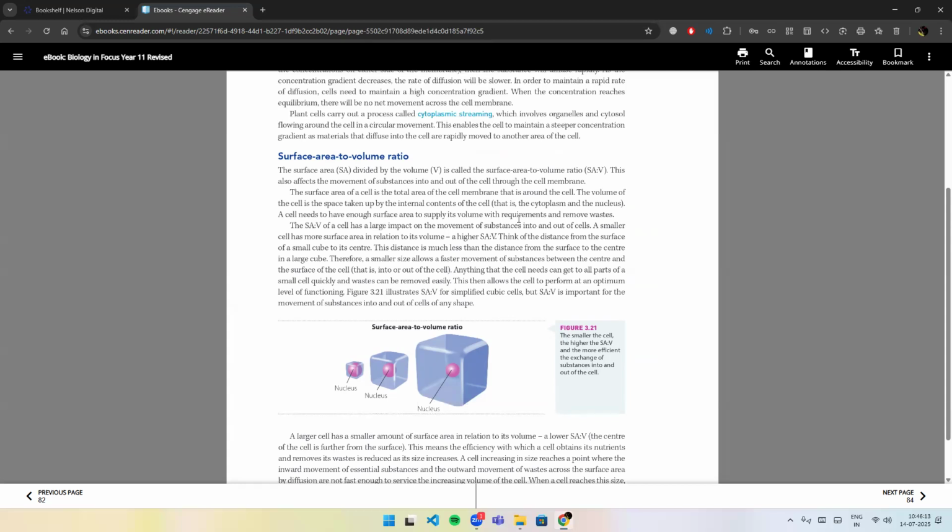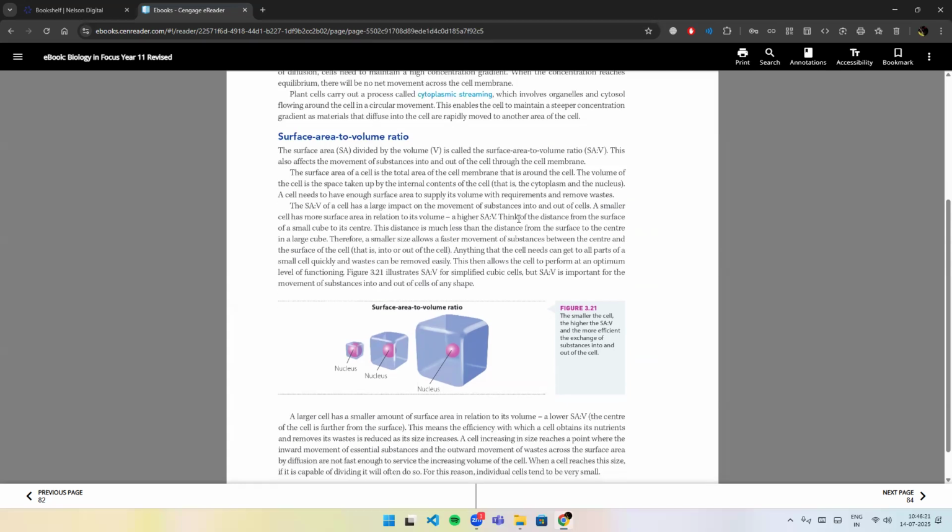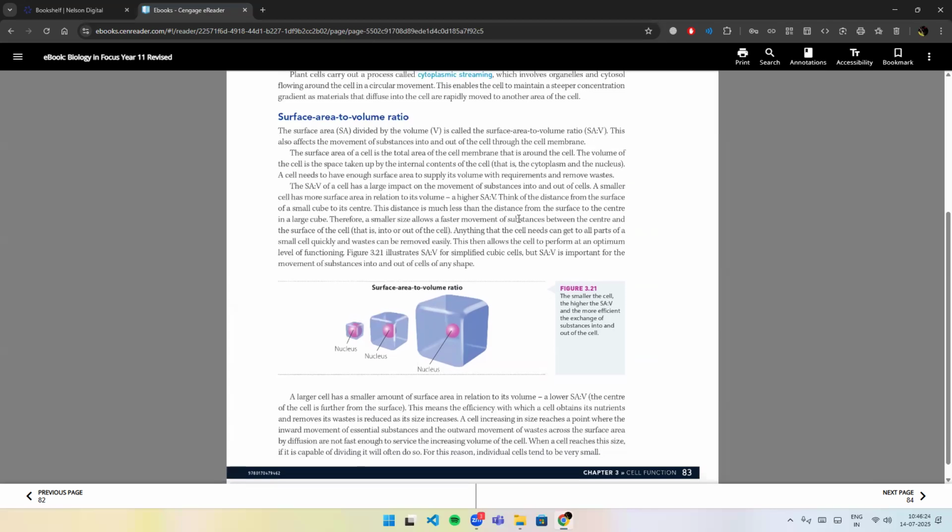Plant cells carry out a process called cytoplasmic streaming, which involves organelles and cytosol flowing around the cell in a circular movement. This enables the cell to maintain a steeper concentration gradient as materials that diffuse into the cell are rapidly moved to another area of the cell.